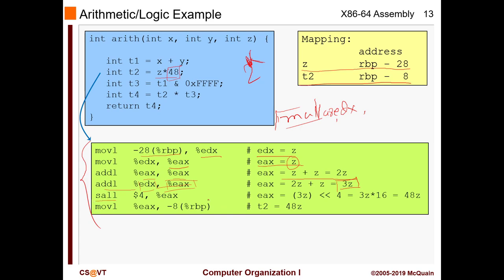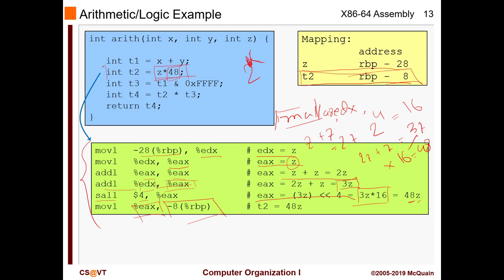Then we left shift it by 4. So we are basically doing 2 to the power 4, which is 16. We get this, which is equivalent to 3z into 16, and as you can see, it's basically 48z. So it was an optimization of this. Instead of directly doing a multiplication, it did z plus z to get 2z, then 2z plus z equals 3z, and then multiplied it with 16, because 3 into 16 is 48, which we want here. Then we get that value and put it into 8, which is the mapping of T2.